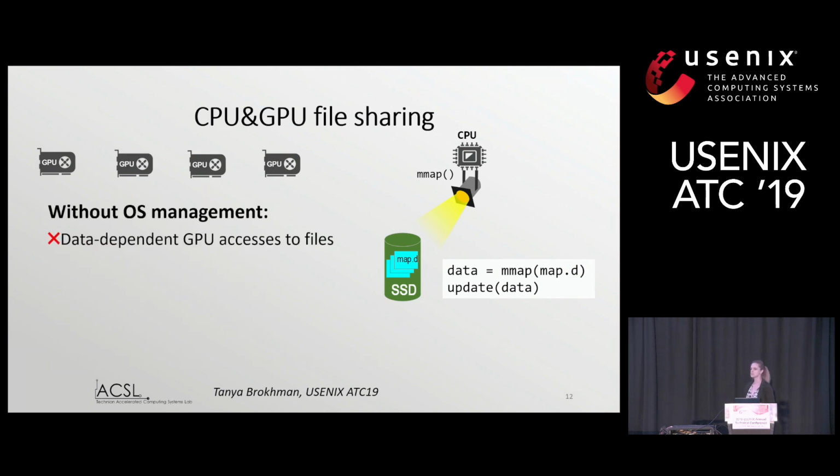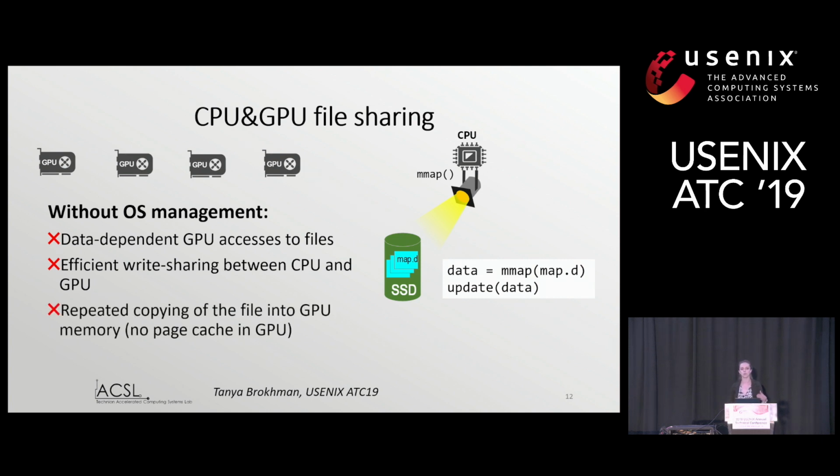So the conclusion is that without OS management of GPU memory, we can't have data-dependent GPU access to files. Nor can we efficiently share files between the CPU and the GPU. And as a result, we have to repeatedly copy the whole file into each of the GPU memories, which is not just tiring, but also pretty inefficient, right?